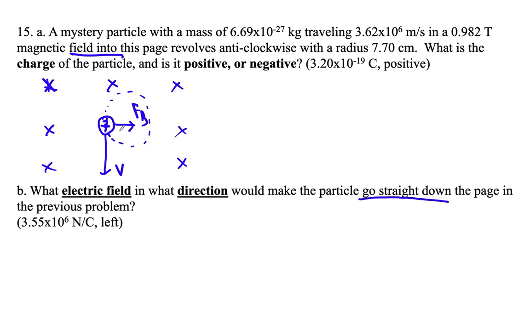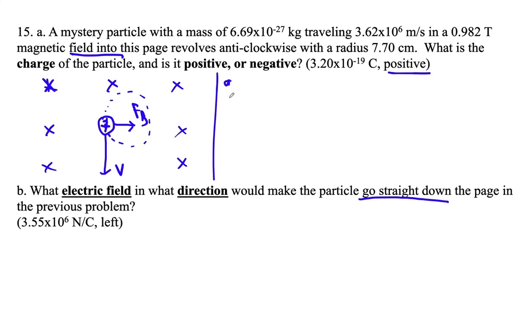Now, if we did this whole thing and our thumb was pointing to the left, but the force was to the right, then of course we'd know it was a negative charge. But we know it's a positive charge because the whole right-hand rule thing works without reversing it, okay? So we know it's positive. And now we're solving for the charge. Okay. So let's do that.